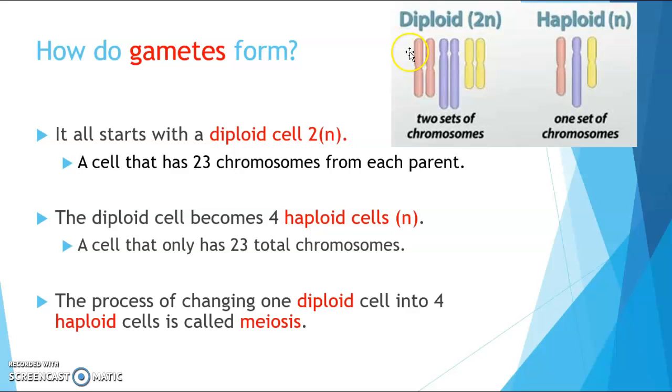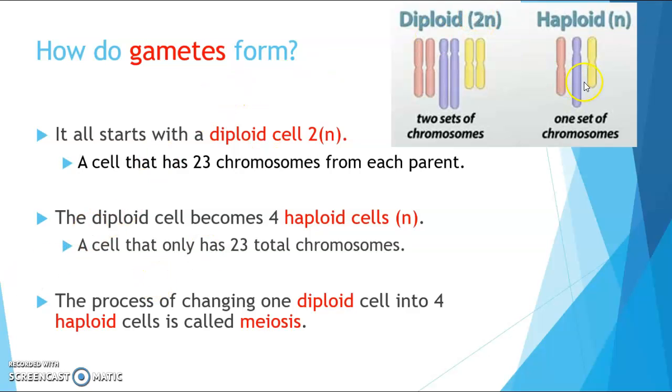We now know that sperm and egg cannot have two sets of chromosomes going to their children. We have to take a diploid cell and reduce it by half in order to form a gamete. Since it is reduced by half and 23 is half of 46, these cells, sperm and egg, are said to be haploid. They have half of the total number of chromosomes that normal cells would have, and in this case would still represent the number 23. So we have N, half of the total number of chromosomes. Diploid, 2N, would be the total number of chromosomes and two sets of them.